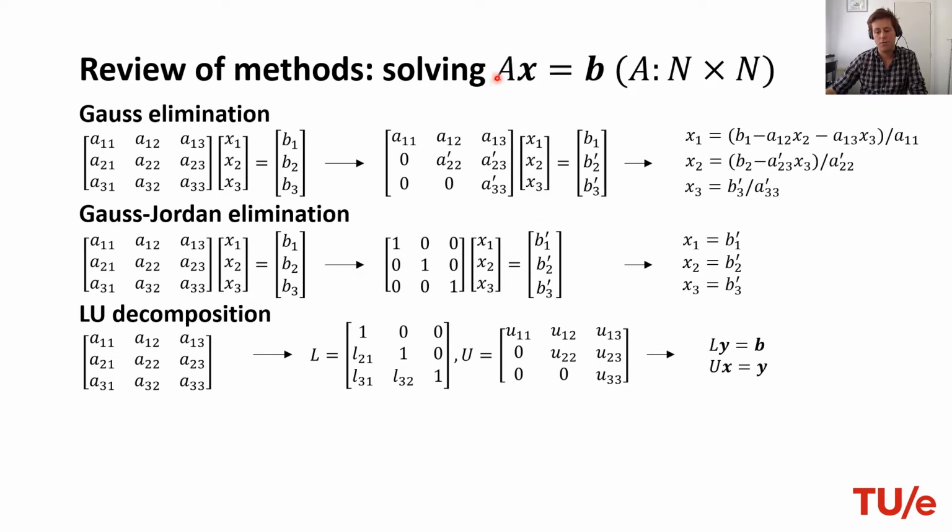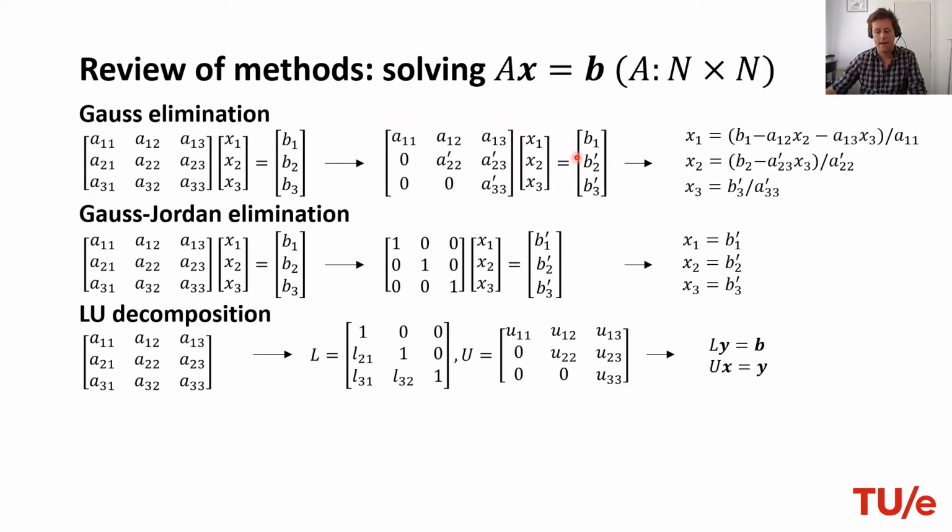So what we want to do is solve this linear system AX = B, where A is an n by n matrix, for x. So B is given, A is given, and we want to find x. The first method that we discussed is Gaussian elimination. And Gauss does convert this matrix A into an upper triangular matrix A over here.